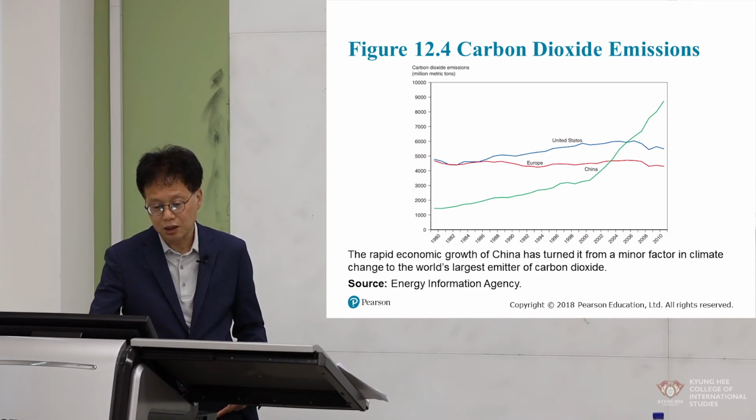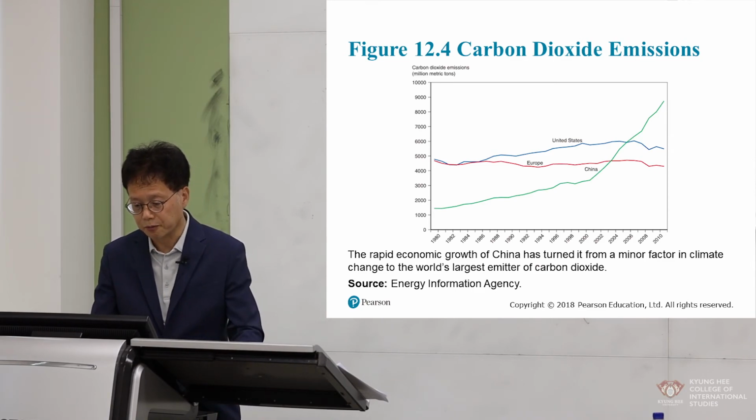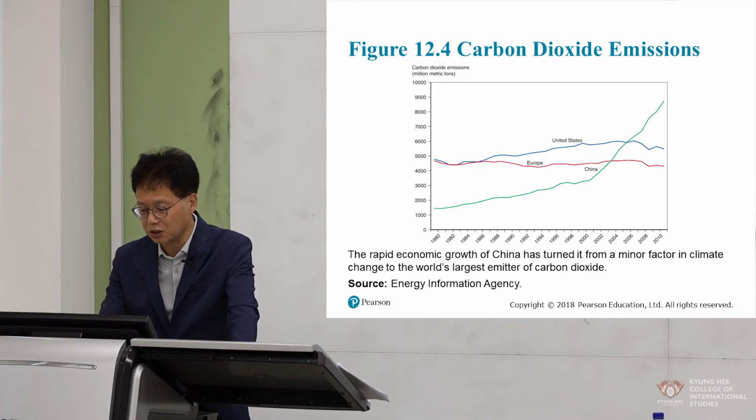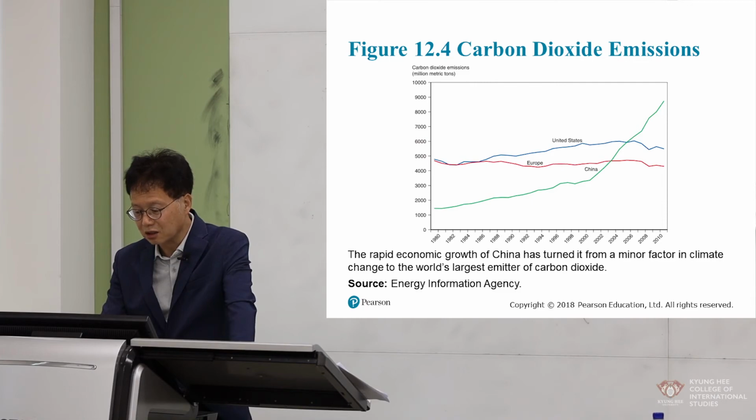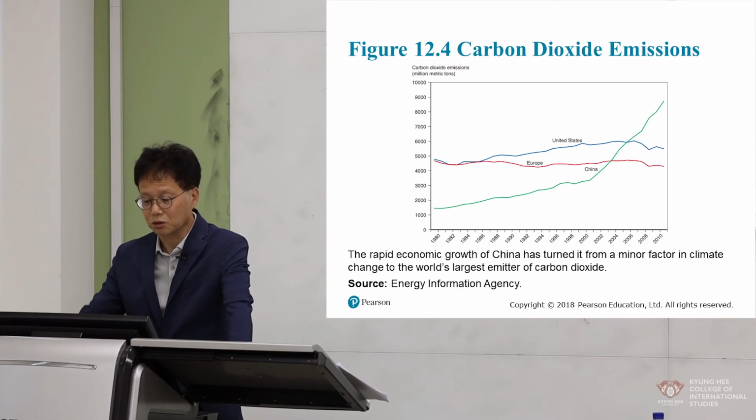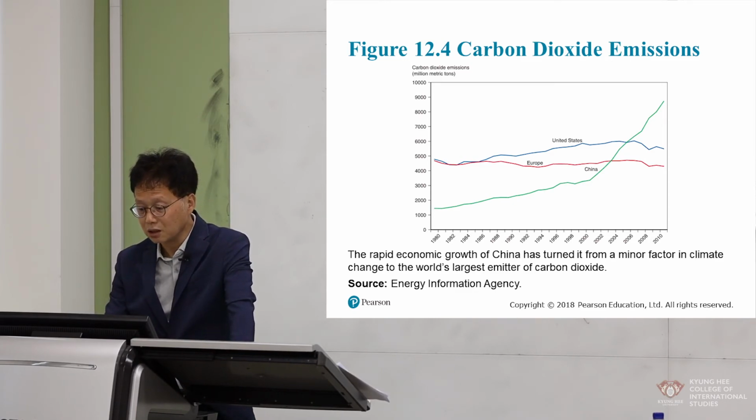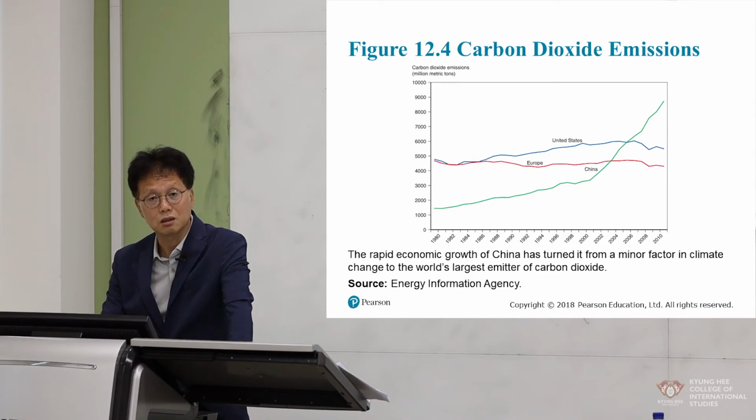And now we go to slide number 35, figure 12.4, carbon dioxide emission. Look at this. The rapid economic growth of China has turned it from a minor factor in climate change to the world's largest emitter of carbon dioxide. China is the number one country emitting carbon dioxide now, right? China is number one now.